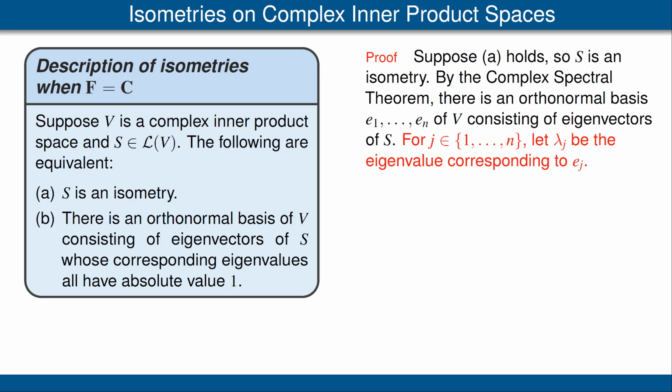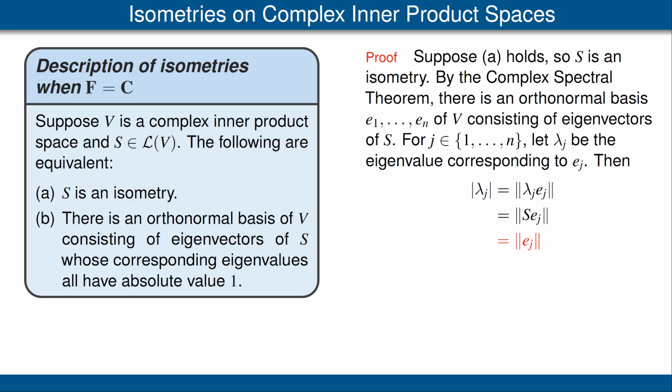Let's fix an integer j from 1 to n and let lambda j be the eigenvalue corresponding to the eigenvector E sub j. Then, the absolute value of lambda j is equal to the norm of lambda j times E sub j. That's because the norm of E sub j is equal to 1. And lambda j E sub j is equal to S E sub j because E sub j is an eigenvector with eigenvalue lambda j. So we have this equality now shown.